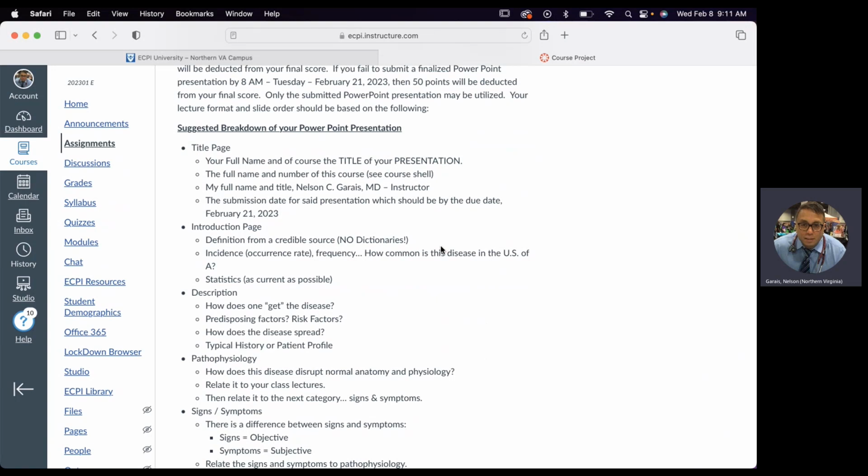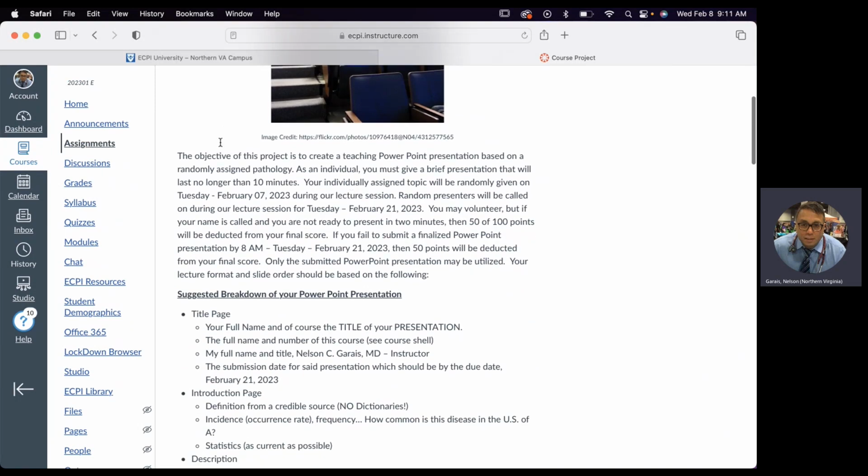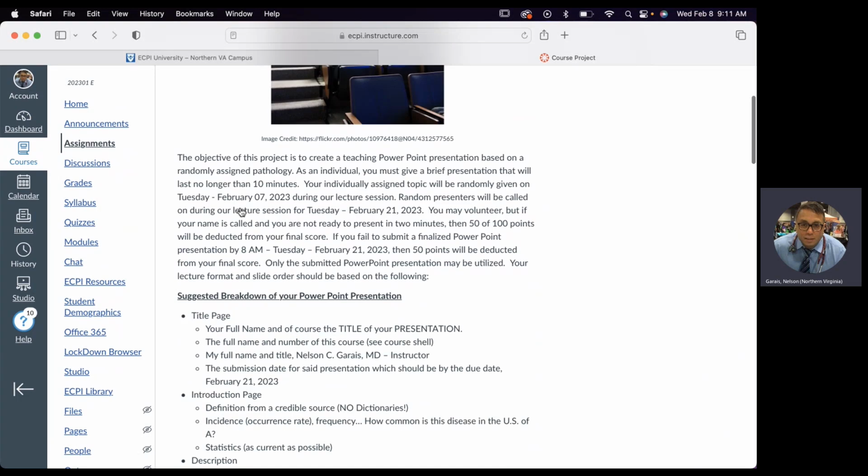I have to hand in a report tomorrow, and I have sources that I have to show that are legitimate. So remember, follow directions. You have to have a title page, the full title of your presentation, your full name, and the full name of this course. If you click on here, home, it's BIO104, yada, yada, yada. Put the full name and make sure to spell my name correctly.